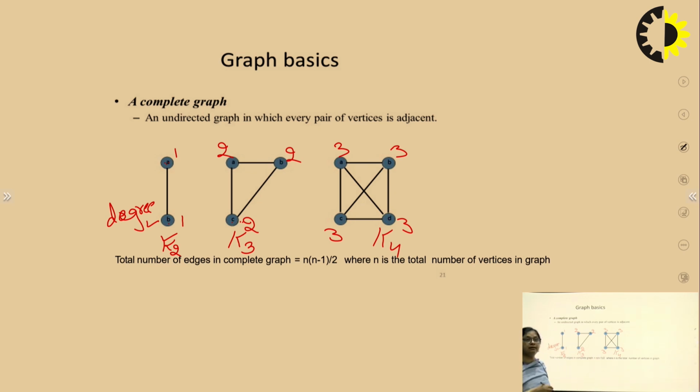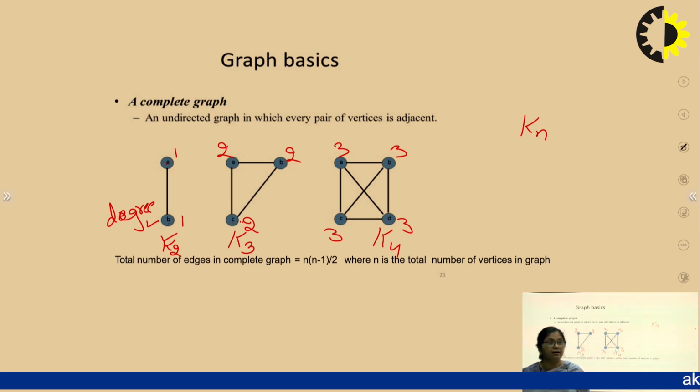So we can see that in a complete graph, each vertex has the same degree. For example, in K2, the degree of each vertex is 1. In K3, the degree of each vertex is 2. In K4, the degree of each vertex is 3. So if we have n vertices, we represent it as Kn. What is Kn? We have n vertices in the graph and each vertex is connected to each other vertex.